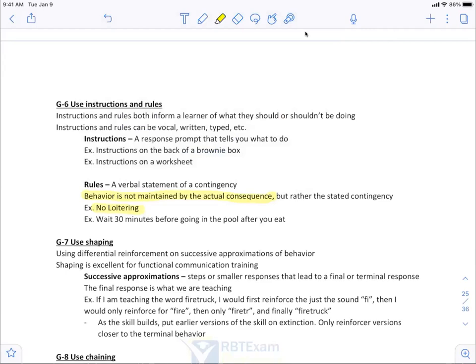Okay, another rule: wait 30 minutes before going into the pool after you eat. Most people might say, well, I don't understand that rule. I've never had issues. I've never had any contingencies of that. But still, a lot of people follow that rule, right? Instructions, again, a response prompt that tells you what to do. So you're reading the back of a brownie box, right? You're reading a worksheet. Okay, someone's telling you instructions. Same vein, most importantly, behavior is not maintained by the actual consequence. For rules, you have rule-governed behavior and then contingency-governed behavior.